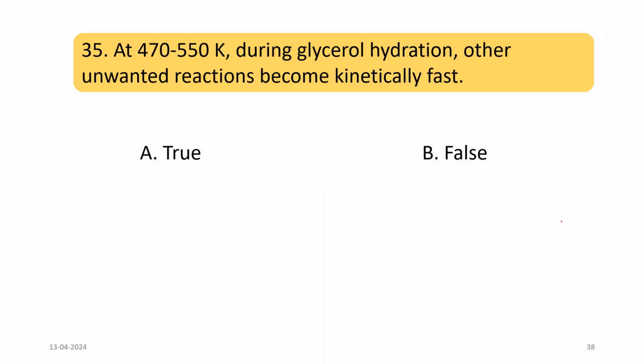Next, at 470 to 550 Kelvin during glycerol reforming, other unwanted reactions become kinetically fast. Is it true or false? The answer is false, because if we maintain the temperature in this range, 470 to 550 Kelvin, the unwanted reactions become kinetically slow. So the answer is false.